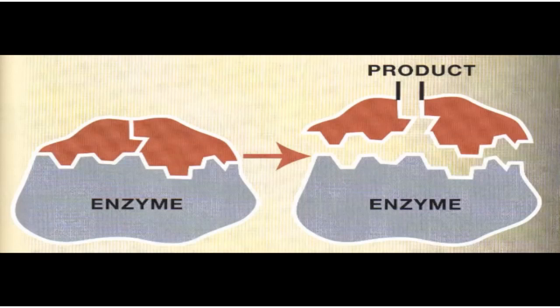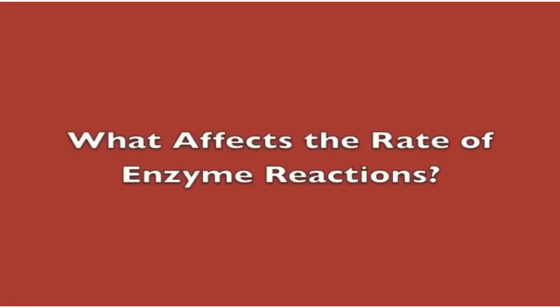In enzyme reactions, the molecules at the beginning of the process are called substrates, and the enzymes convert them into different molecules called the products. Enzyme reactions are affected by different factors. Now let's talk about what affects the rate of enzyme reactions.